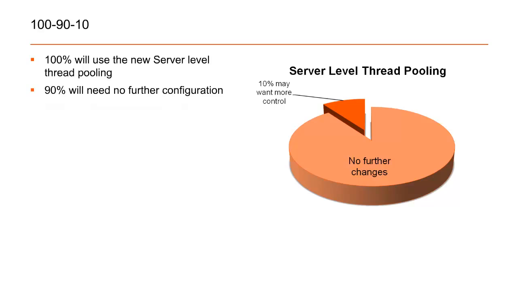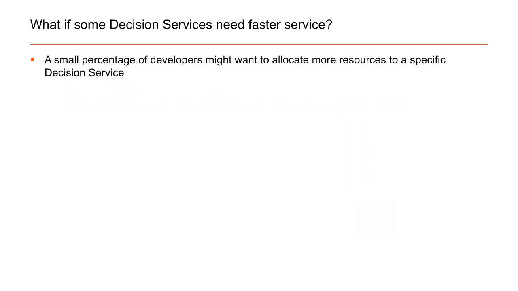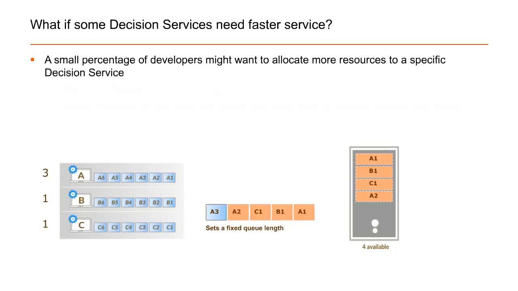For 90% of those customers, no additional configuration will be needed. We estimate that less than 10% may want additional control over the queue. That control is called Allocation Control. It is the ability to allocate more resources to a specific decision service. For example, you may want to have a particular decision service to process 3 times as many requests to process new orders than other decision services that process requests for general information. This gives more of your resources to processing orders than requests for general information.